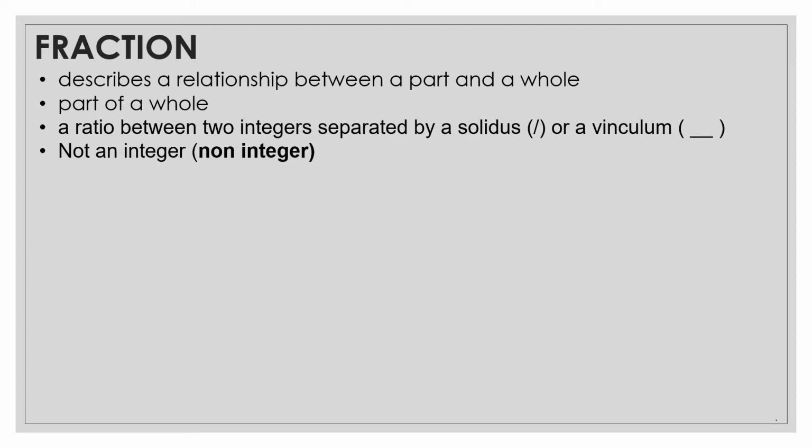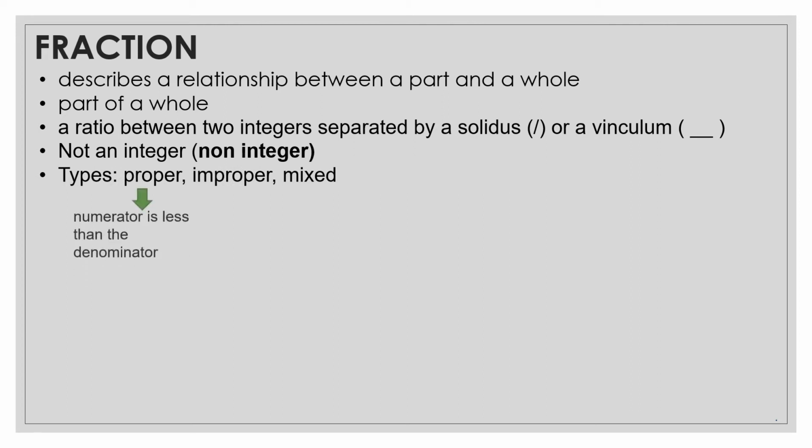A fraction is not an integer. We call this non-integer. It has three types: the proper, improper, and mixed. The proper fraction has a numerator that is less than the denominator. For example, we have 2/3. 2/3 is an example of a proper fraction.